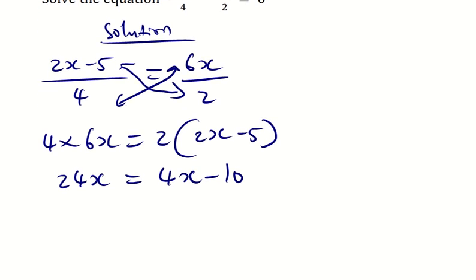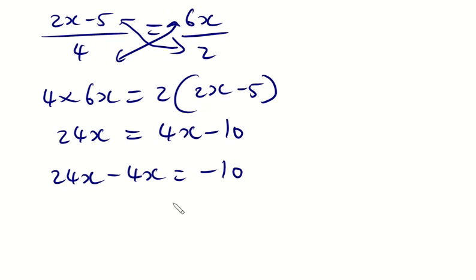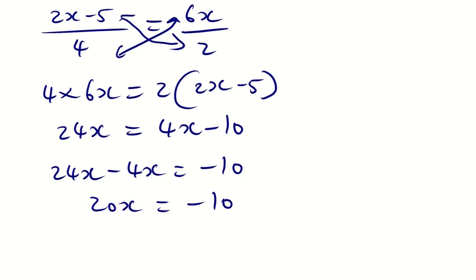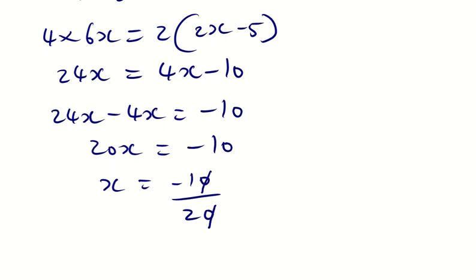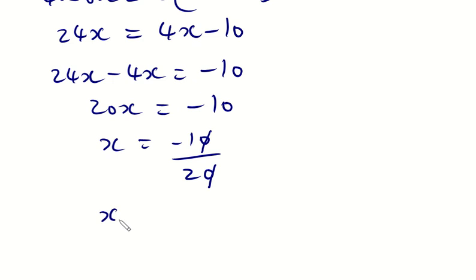Now, move 4x to the left hand side. You will get this. Is that okay? Minus 4x, obviously. Now what is 24x minus 4x? That's 20x, which is equal to what? Minus 10. So we divide both sides by what? By 20, and you simply have this. 0 cancels 0. The final answer is x is equal to what? Minus 1 over 2. And that is all.